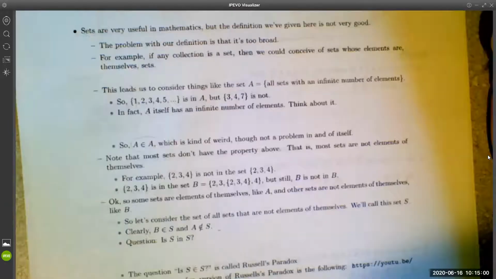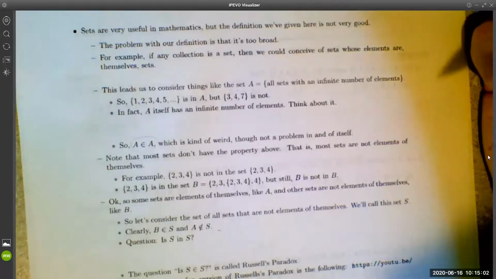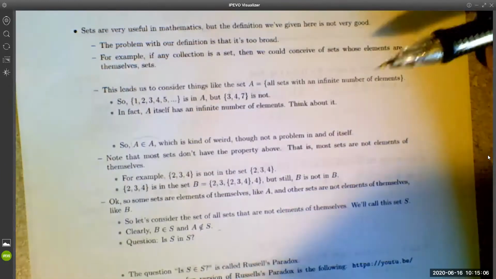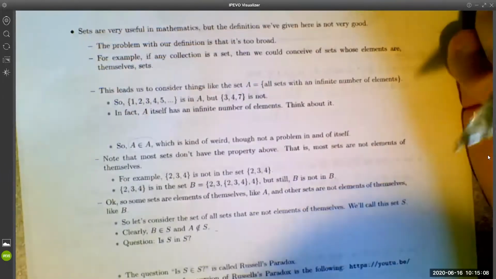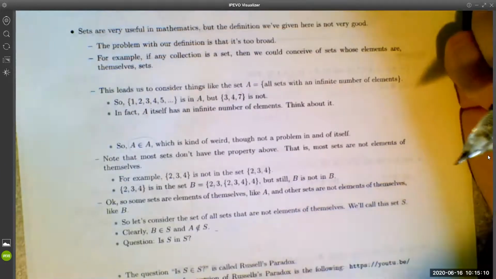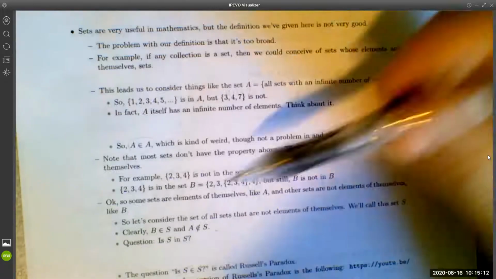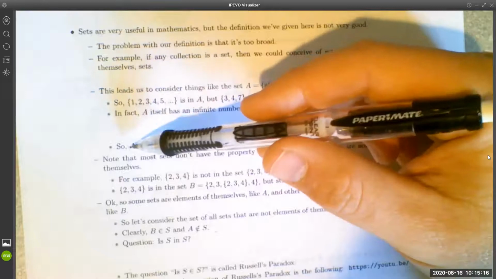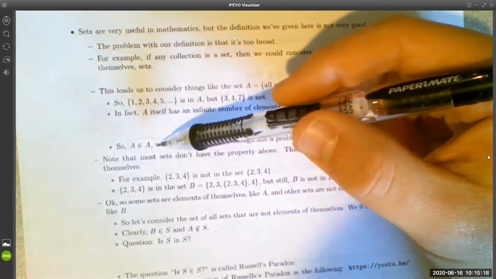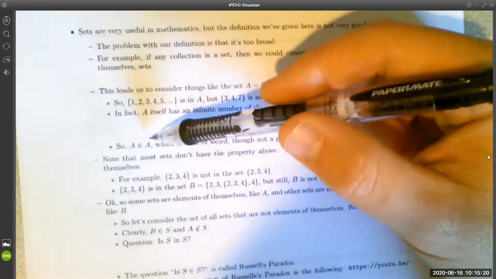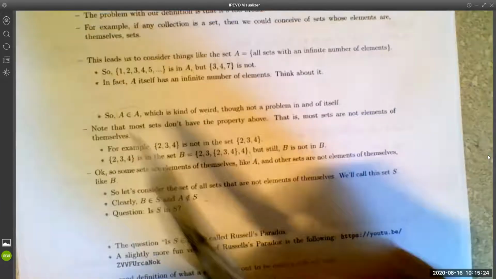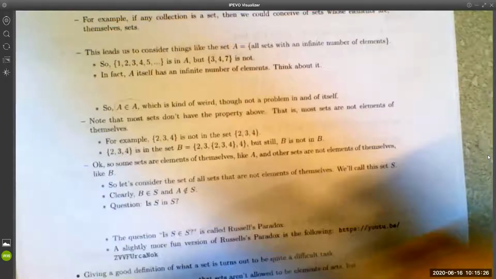Well, I'm using the word most kind of glibly. Actually, there are infinitely many sets that have this property and infinitely many sets that don't have this property. So it's kind of weird to think about what does most mean in that scenario. But anyway, most of the sets that you can probably think of off the top of your head don't have this property. Okay. Nevertheless, some sets do have this property and some sets don't, right?